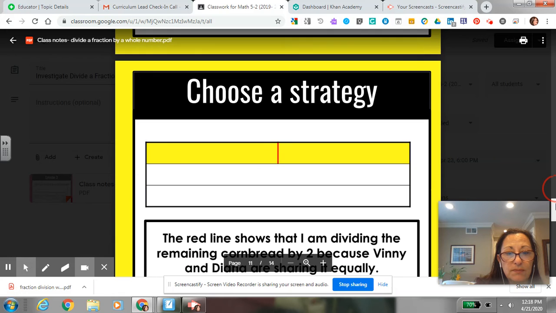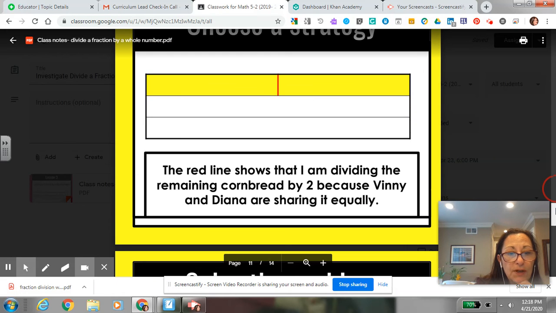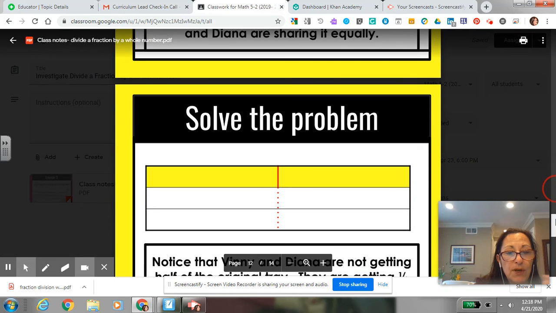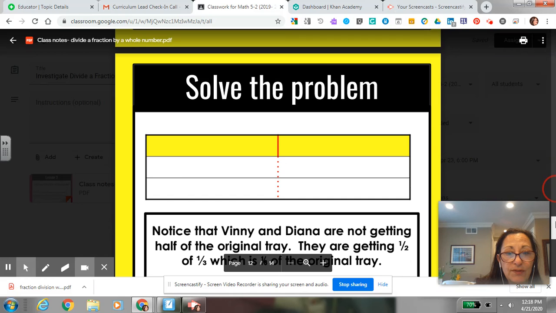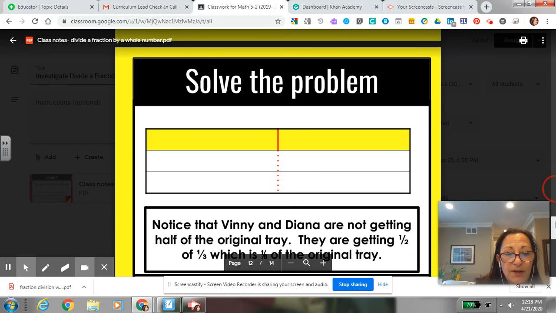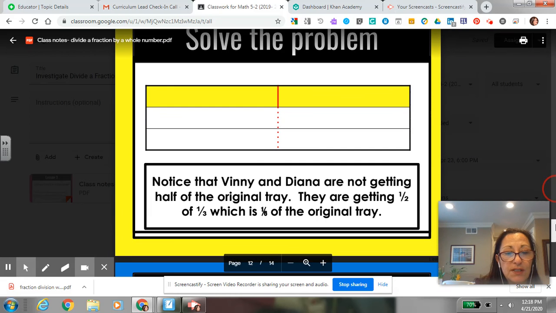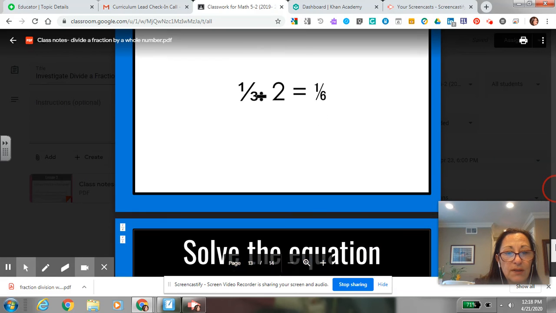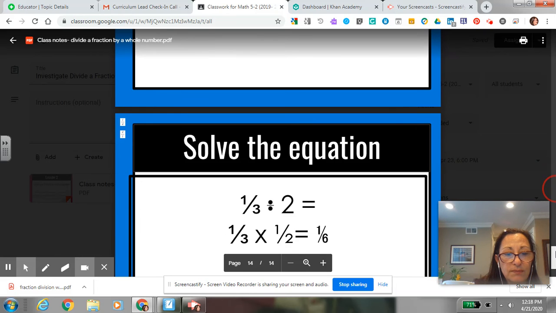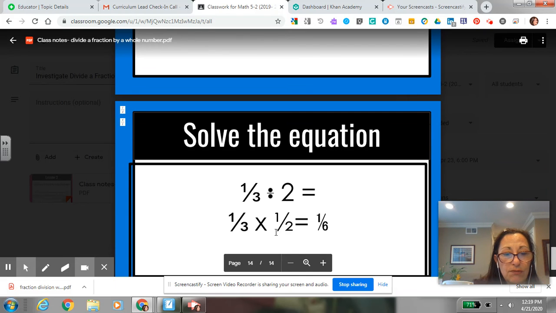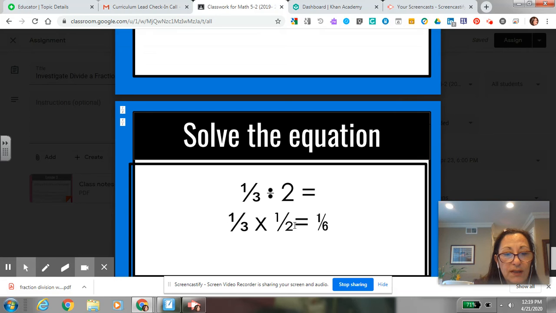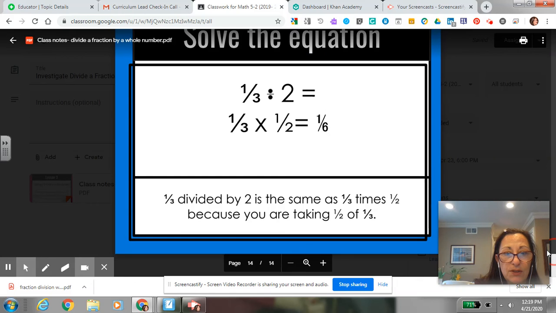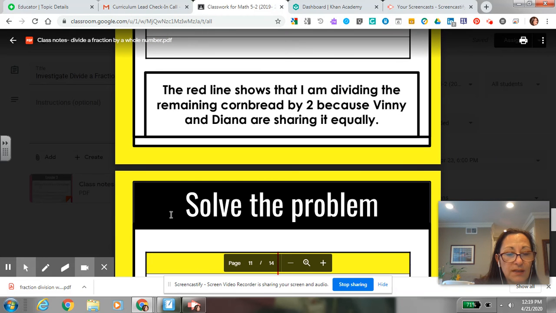So the red line shows that I'm dividing the remaining cornbread by 2 because Vinny and Diana are sharing it equally. But you can imagine that's not really a half of a tray. It's a half of a third, which is 1/6, again, of the original tray. So look at that. I wrote an equation. Notice I used the reciprocal here. And both of those problems are using the reciprocal. So again, it's 1/6.